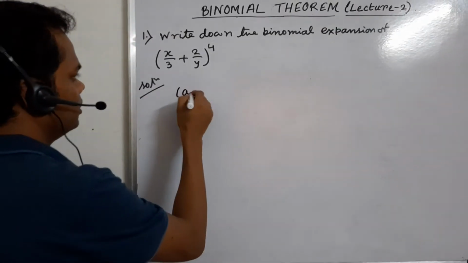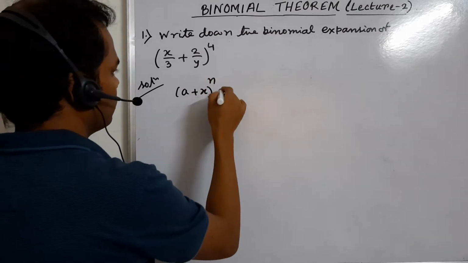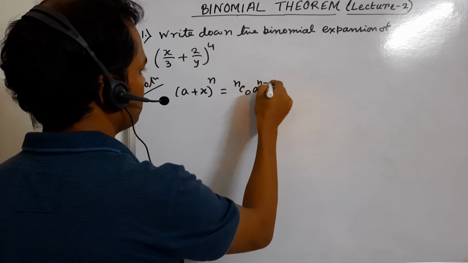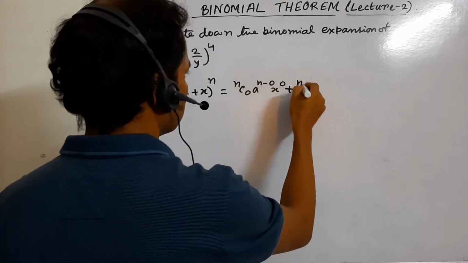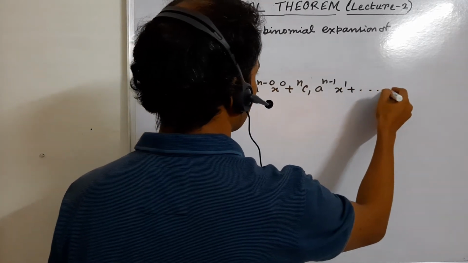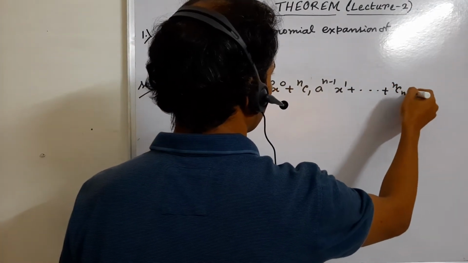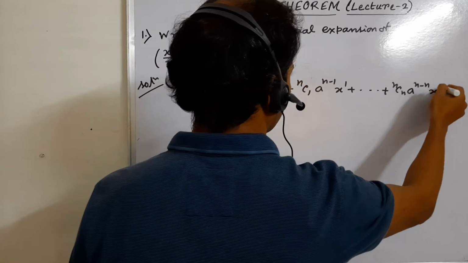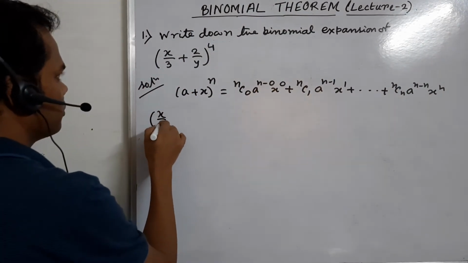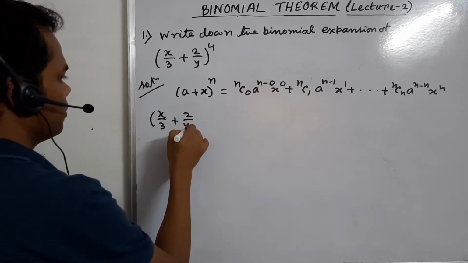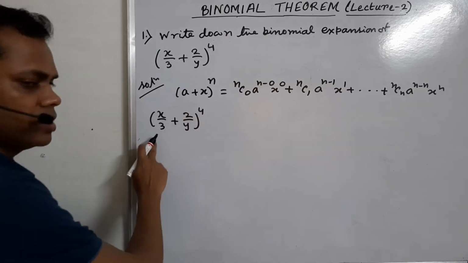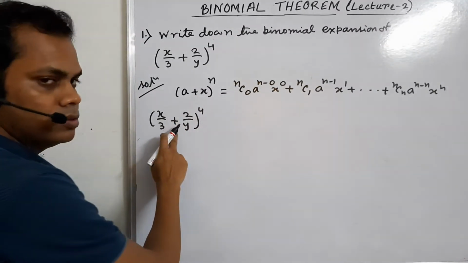In the last video we discussed the formula: (a + x) to the power n is nC0 a to the power n minus 0, x to the power 0, plus nC1 a to the power n minus 1, x to the power 1, plus and so on, up to nCn a to the power n minus n, x to the power n. By using this formula on (x/3 + 2/y) to the power 4, here n equals 4, a equals x/3 and x equals 2/y.